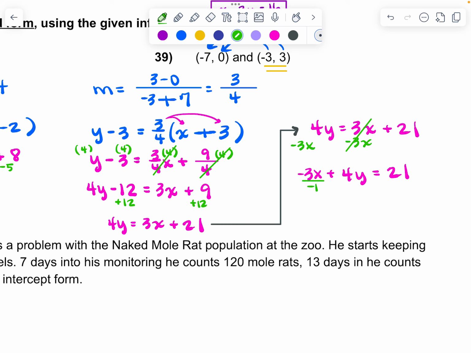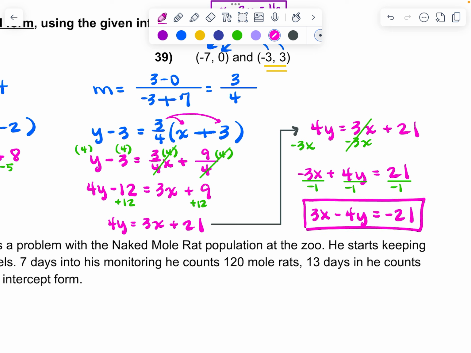except we can't have that negative starter on the x term. So we're going to divide everybody by -1, which essentially just switches everybody's signs. Because if you switch the first sign, you got to switch everybody's. So 3x minus 4y equals -21. And that is our final answer in standard form. Now, could you have probably done that in like one less step or two?